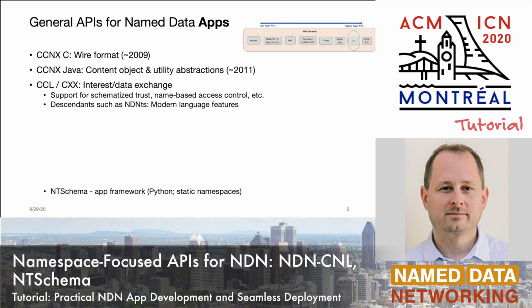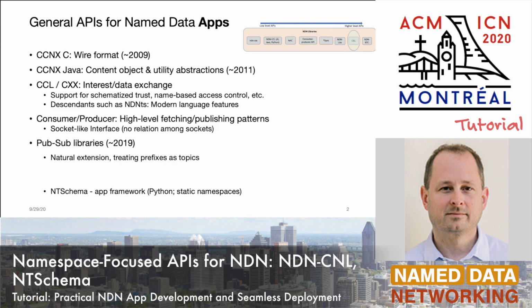And a lot of the early apps were using those APIs. And as Alex mentioned, and Len has already shown, we want to move away from that. There are also some descendants that use modern language features such as NDN-TS for TypeScript, for example. And there was some work also on higher level fetching and publishing patterns and pub/sub libraries that you've seen even recently, which are a natural extension to NDN, treating name prefixes as topics and providing the scaffolding to think of them in terms of pub/sub.